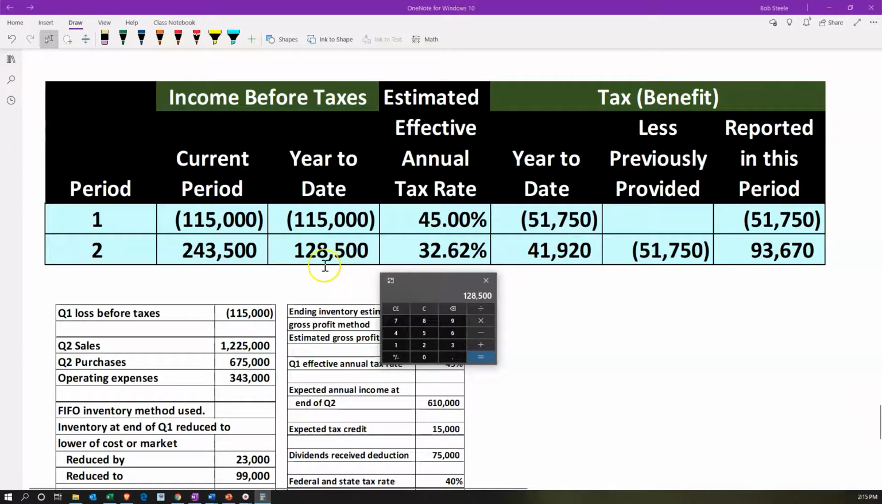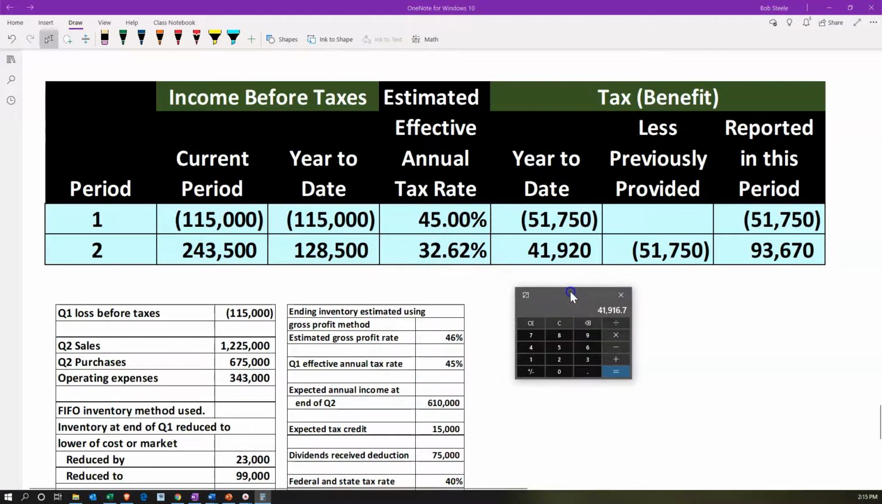So that's why we've got 128,500 year to date times the 0.3262, which gives us about 41,920. There's rounding because the rate is not actually 32.6, it's a little different, but it's rounding. This is an estimate, so a little rounding will not be bad in an estimate typically.